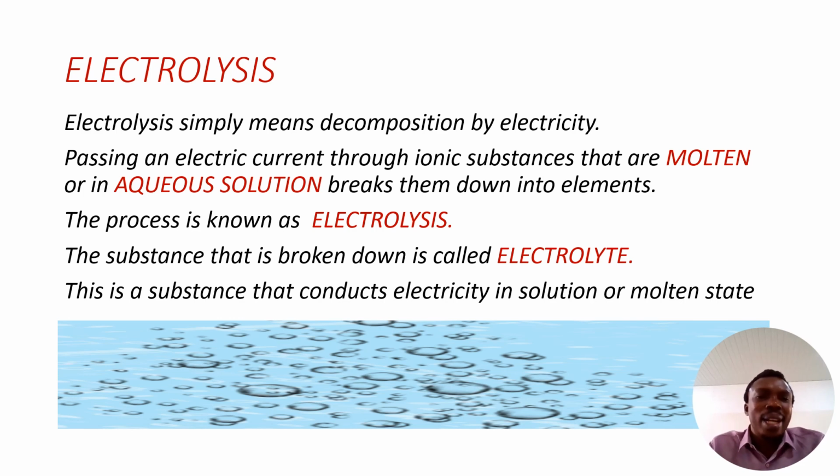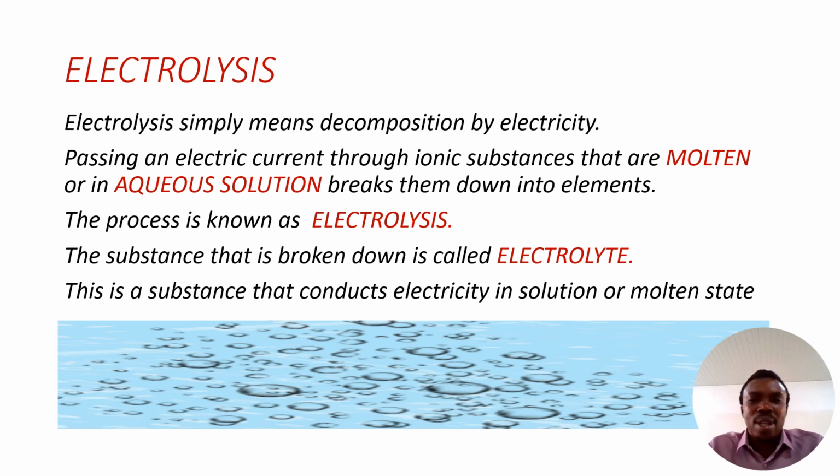It is passing an electric current through ionic substances that are molten or in aqueous solution. Then it will break them down into what? Into elements. So the process is known as what? Electrolysis. And the substance that is broken down is called what? Electrolyte. What is an electrolyte? It's a substance that conducts electricity in solution or what?